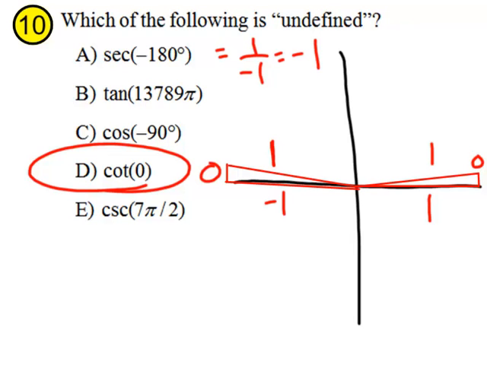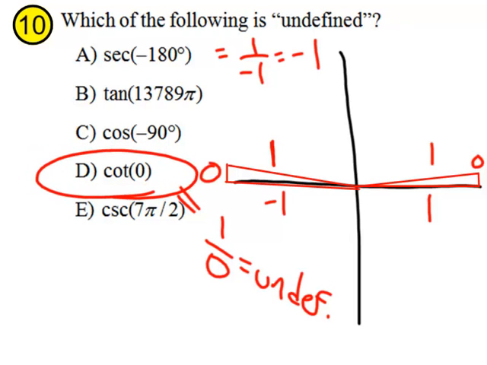And cotangent of 0 would be adjacent over opposite. So that one would equal 1 over 0. That is undefined. If we looked at all the other ones in that same manner, we would find that this is the only one that is undefined. Therefore, our answer choice is D.